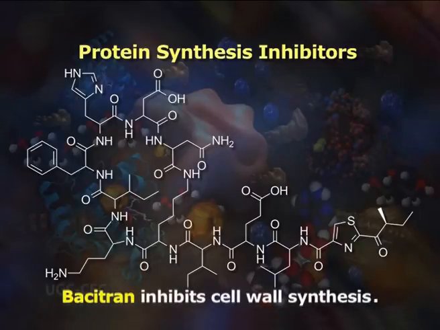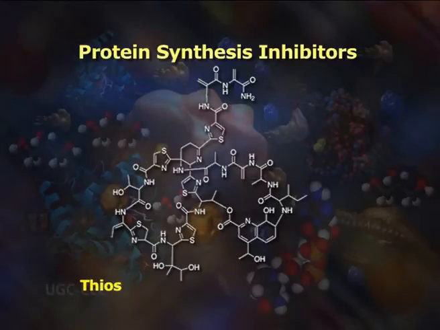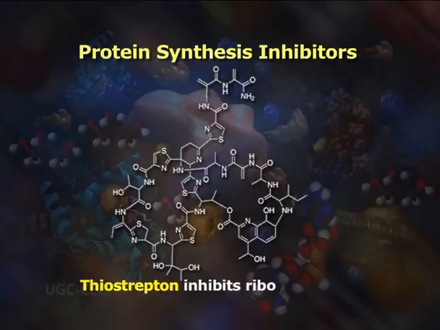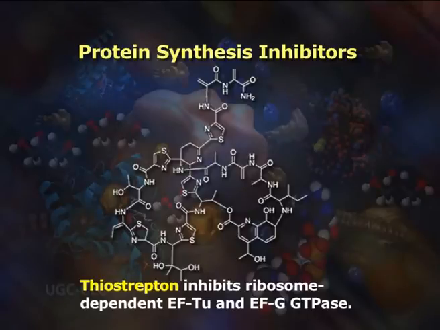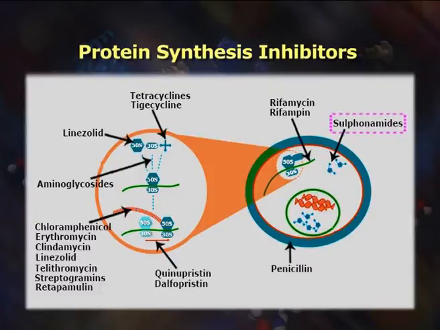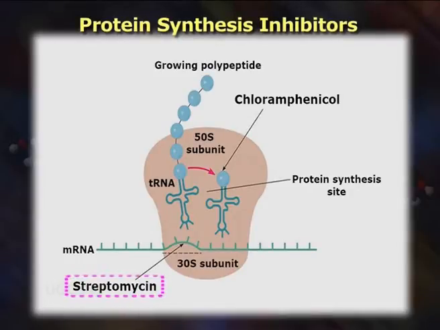Bacitracin inhibits cell wall synthesis by interfering with the action of the lipid carrier that transports wall precursors across the plasma membrane. Thiostrepton inhibits ribosome dependent EF-Tu and EFG GTPase. Sulfonamides inhibit folic acid synthesis by competition with p-aminobenzoic acid. Streptomycin causes codon misreading, insertion of improper amino acid and prevents formation of initiation complex.